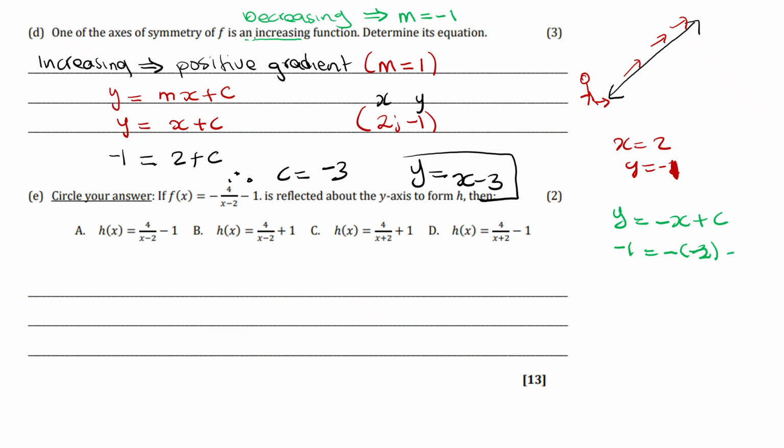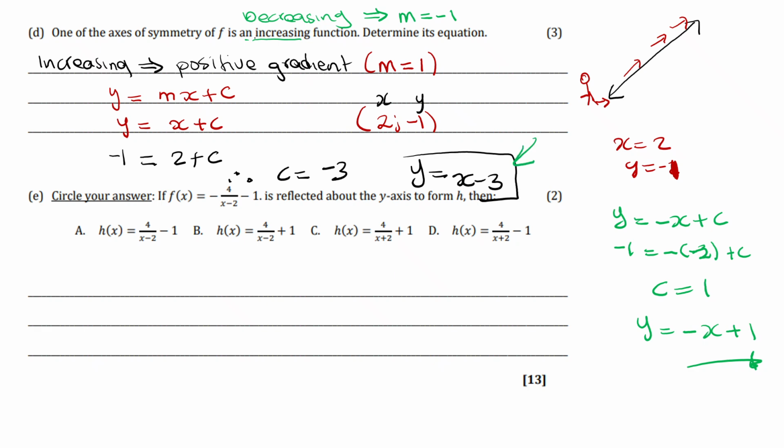So when you solve this, minus into 2 is minus 2. The 2 will come this side to be positive. So it will be minus 1 plus 2, which is 1. The value of c is 1. So you can see that the equation with a negative gradient will be y = -x + 1. So this is the equation for the axis of symmetry with a negative gradient, and this will be the axis of symmetry with a positive gradient. I hope this makes sense.